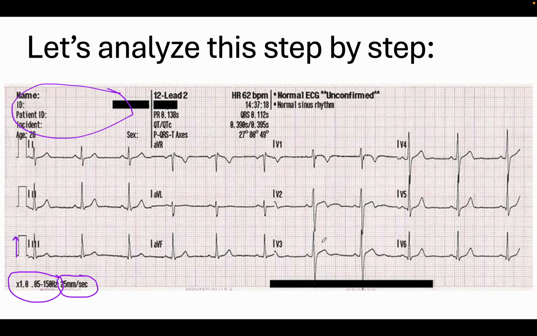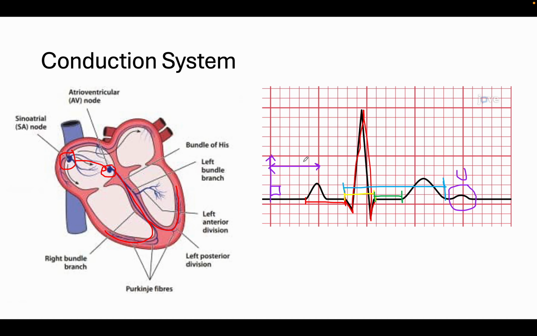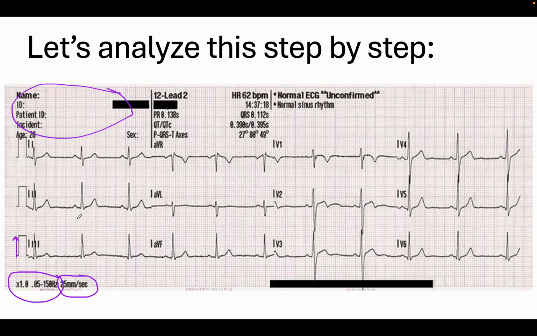So let's systematically analyze this ECG. After all of that, we can now jump into the actual waveform and what's going on. The first thing you want to confirm in an ECG is whether you have normal sinus rhythm. So is the sinoatrial node the one that's setting off the electrical conduction? The easiest way to find that out is to look for a P wave.